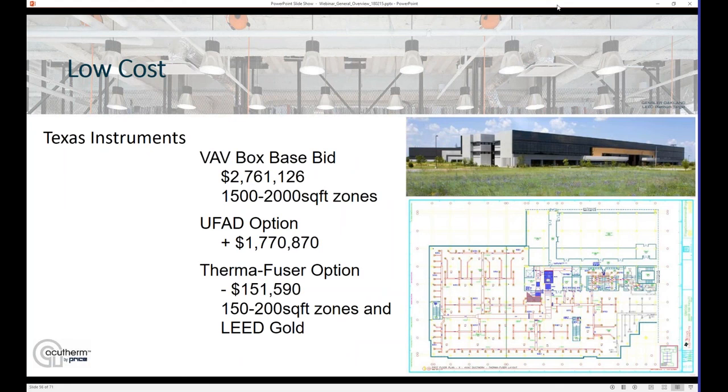Another project was originally laid out with VAV boxes as the base bid. The customer then requested this building look at LEED certification. The engineers took a look at underfloor air distribution as an option, but that was going to add $1.7 million to this project. It was originally a $2.7 million project, so quite a cost for getting a few extra LEED credits using underfloor. But they then considered the Therma-Fuser diffuser option, and cost-wise, it was about break even with that VAV box base bid. But those smaller zones of control, those individual thermostats, all helped this building achieve a LEED Gold certification.